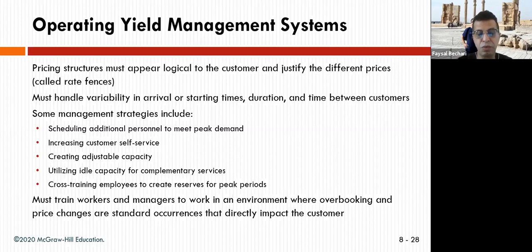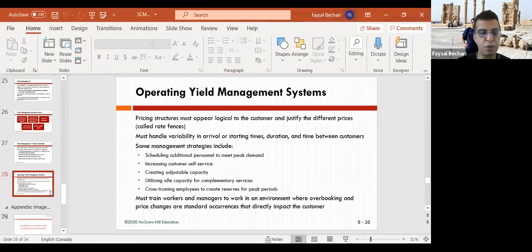So they must train workers and managers to work in an environment where overbooking and price changes are standard and occur in ways that directly impact the customers. These prices can go up and down. Overbooking, booking to capacity, is the best situation, but management has to be trained on that. So this is the end of this chapter. Thank you very much.